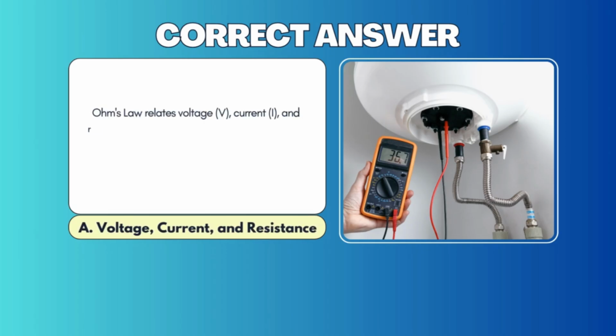The correct answer is A. Voltage, current, and resistance. Ohm's law relates voltage V, current I, and resistance R in an electrical circuit through the equation V is equal to IR.